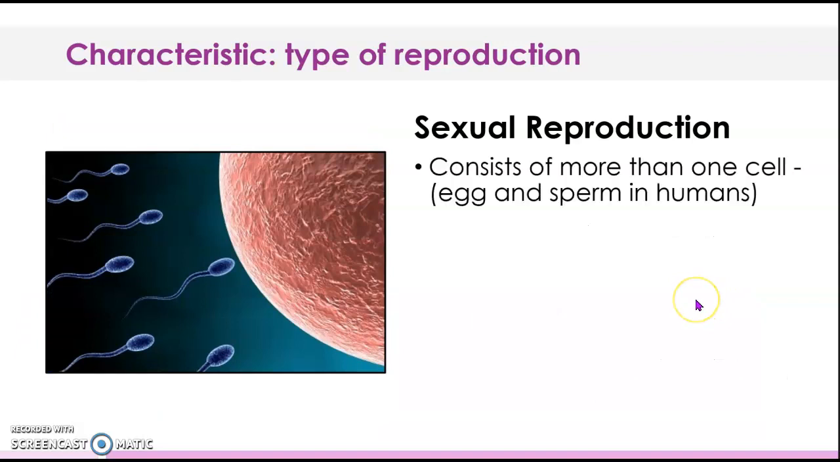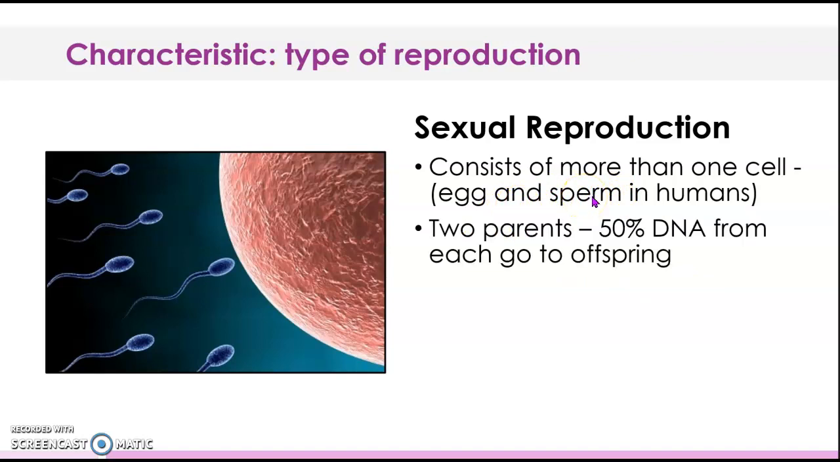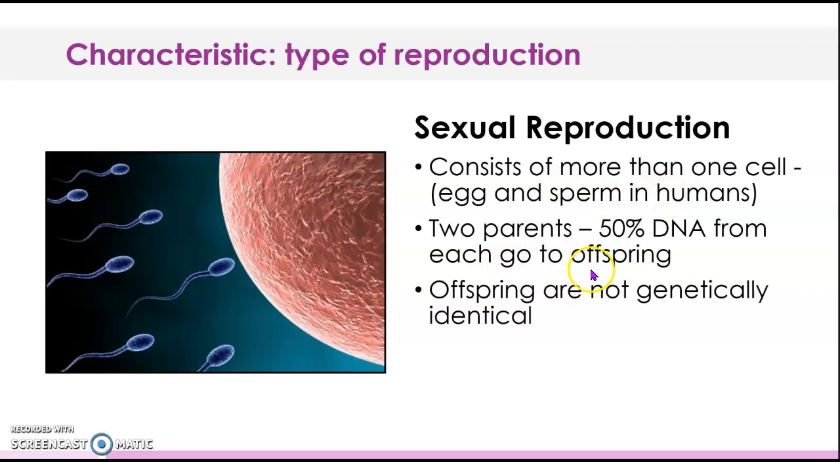Characteristic type of reproduction. Sexual reproduction. It consists of more than one cell, egg and sperm in humans. Two parents, it gets 50% of its DNA from one parent and 50% of its DNA from the other that will go to the offspring. Offspring are not genetically identical. Rate of reproduction is slow.